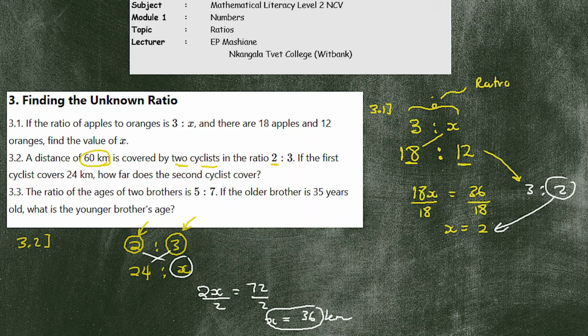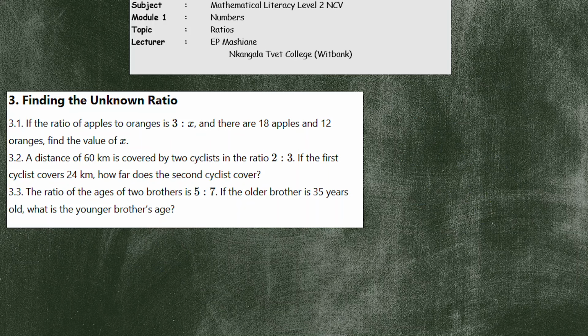Okay, so last one, let's go. 3.3. The ratio of the ages of two brothers is 5 to 7. So we have the first brother being B1, and then we have the second brother being B2. So there's a ratio of 5 to 7, right? If the older brother is 35 years old, what is the younger brother's age?